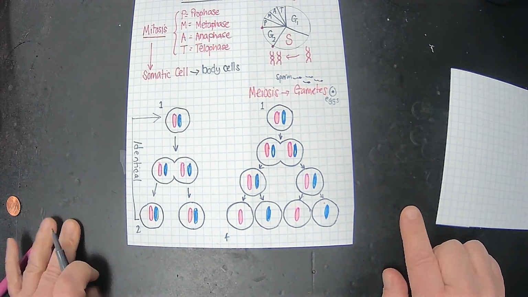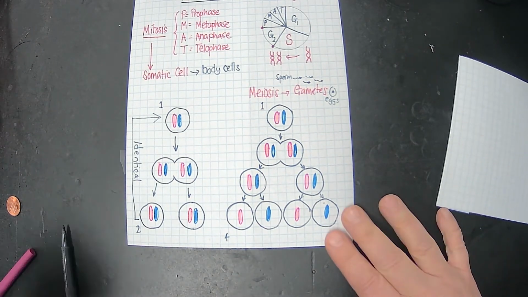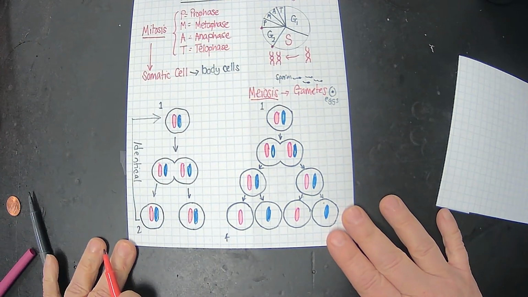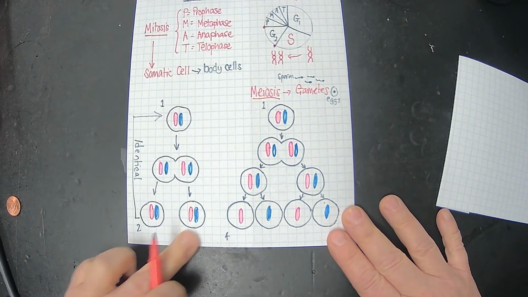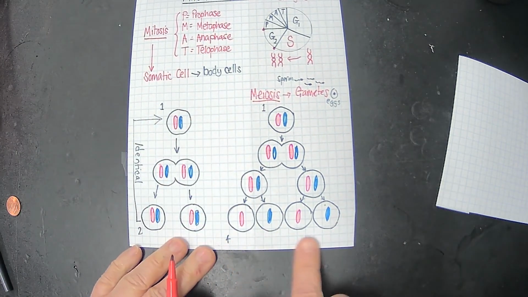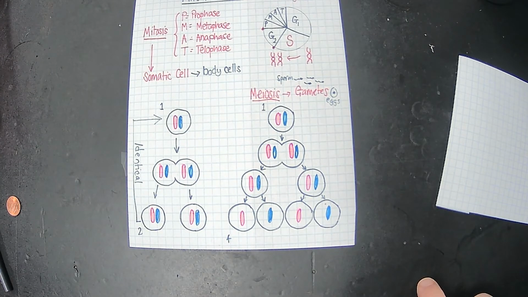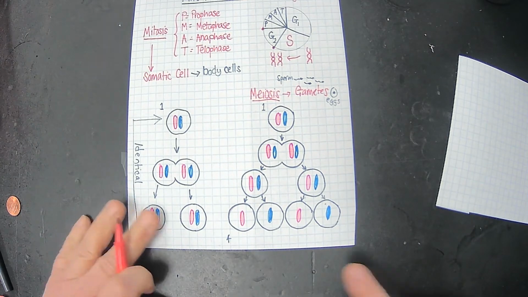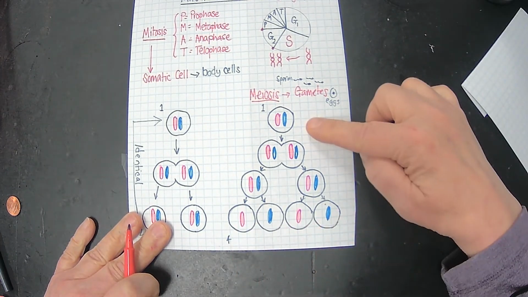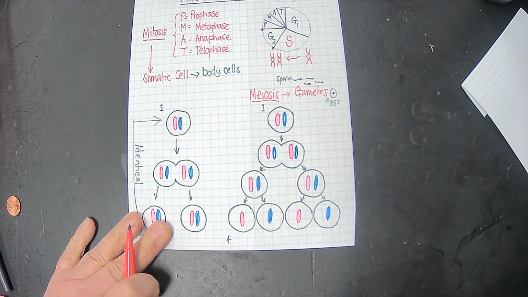That is a really easy way to decide if you are looking at a picture of mitosis or meiosis. If you start with one and end up with two, it's mitosis. If you start with one and you end up with four, it's meiosis. You will also notice one other huge difference. These cells are not identical to the original one.